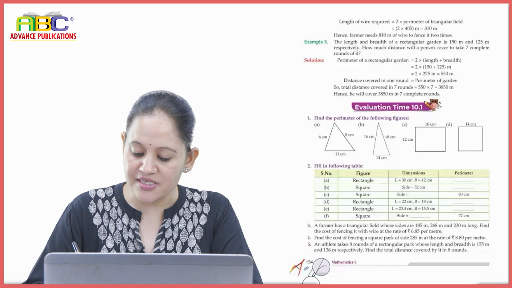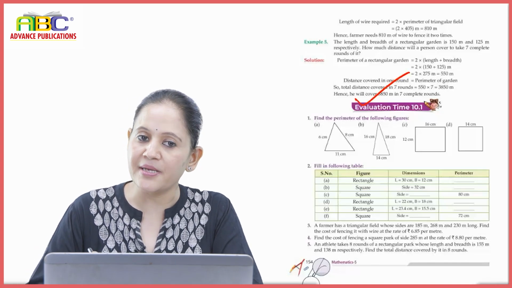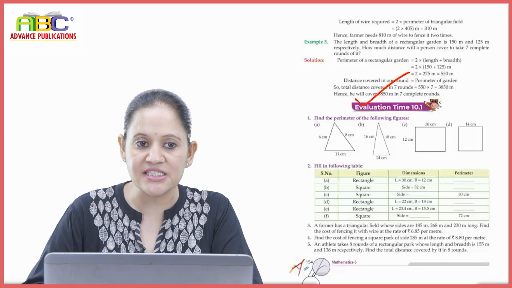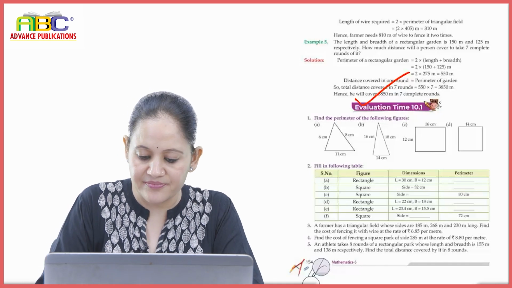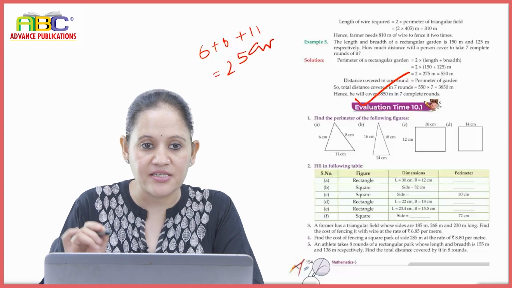Next is Evaluation Time 10.1. Find the perimeter of the following figure. So we have to find the perimeter of this triangle. Sum of all sides, means 6 plus 8 plus 11. That is 25 centimeter. Clear?